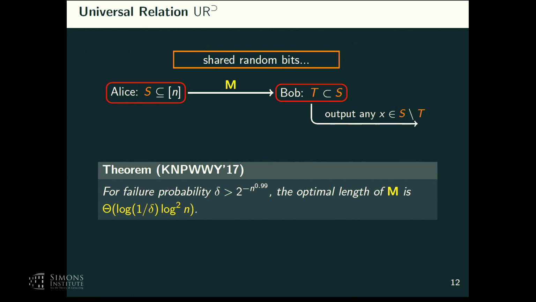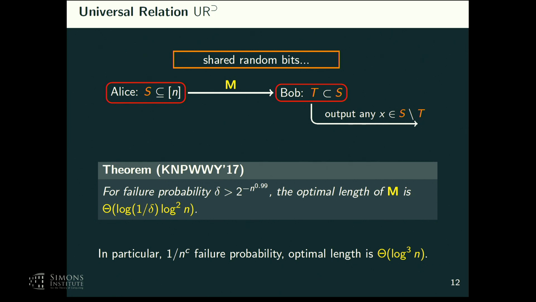The one-way communication complexity of universal relation subset in this setting is completely understood. Kapralov et al. prove a tight lower bound for this problem. In particular, when delta is at least 2 to the minus n to the 0.99, the lower bound simplifies to log of 1 over delta times log n squared. So when the failure probability delta is 1 over poly n, the lower bound gives the optimal length being log n cubed. And this is where the log n cubed in our bound comes from.